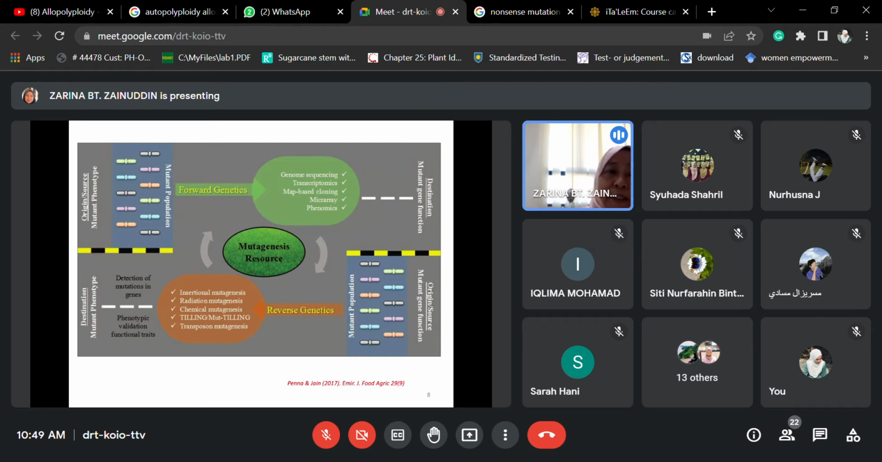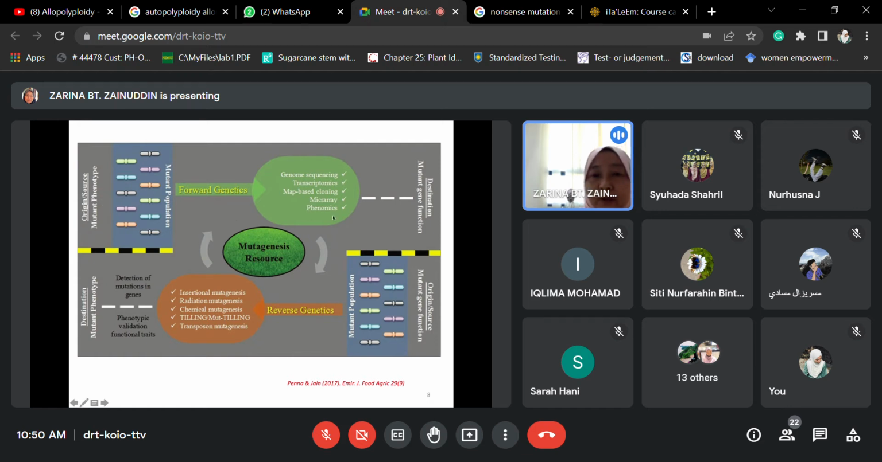Alright, so this is just a summary, okay, of the difference between forward genetics, okay, and also reverse genetics lah. Okay, so forward genetics, the origin is the phenotype. Okay, so we know the mutant phenotype, okay, and we have the mutant population. But we want to know what is the gene responsible for the phenotype.